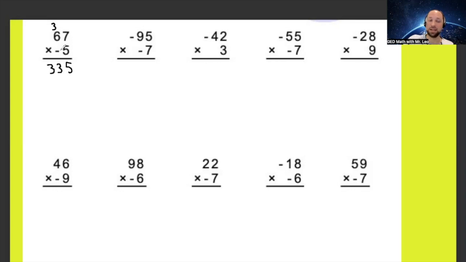And lastly, bring down that negative sign. One negative makes our final answer negative. This is negative 335. Let's do another one.